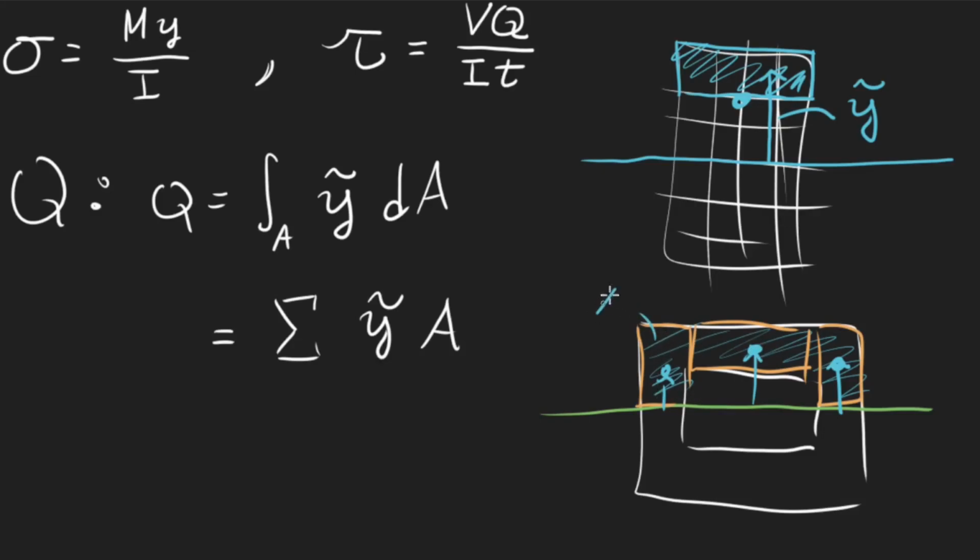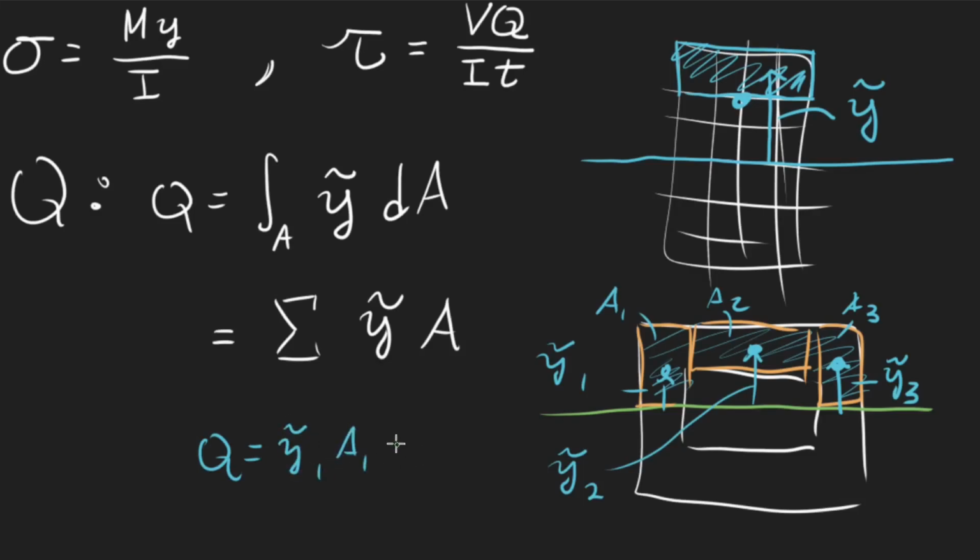So if this is area 1, area 2, area 3, and then this length right here is y tilde 3. I'm running out of room here. Y tilde 2, and then this right here is y tilde 1. Then I would just get that my Q is equal to y tilde 1 A1 plus y tilde 2 A2 plus y tilde 3 A3.